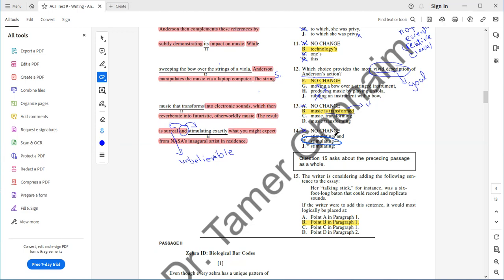In G, there is a colon. Then "and"? How colon then "and"? Like "and stimulating." Colon "and"? No, it's wrong. Okay, here stimulating. Okay, it's right. Then you put a dash or hyphen, so what comes after it is not essential, you can delete it. So it's going to be stimulating, then the dash, what you might expect from NASA's agro artists in residence. The semicolon is completely wrong because a semicolon goes between two independent clauses. Clear?